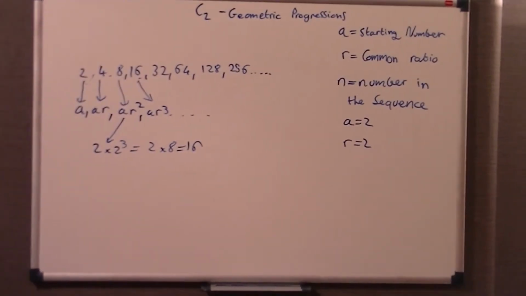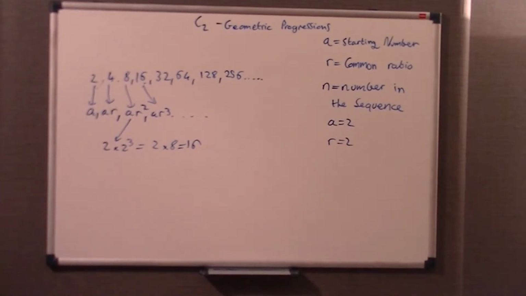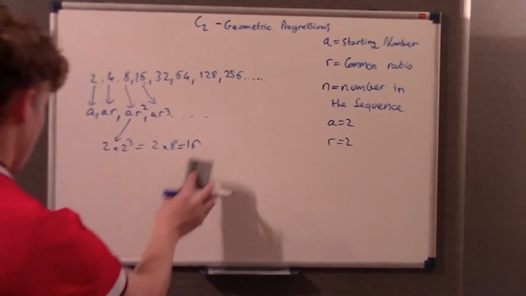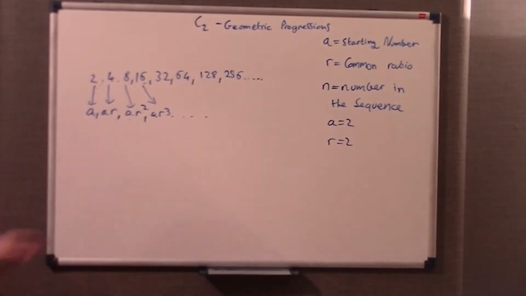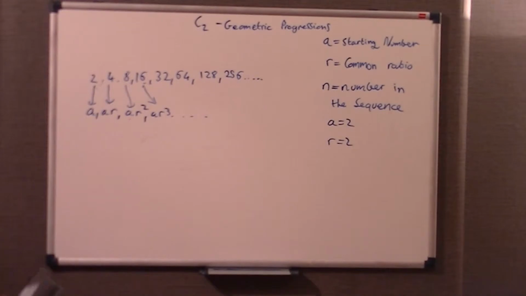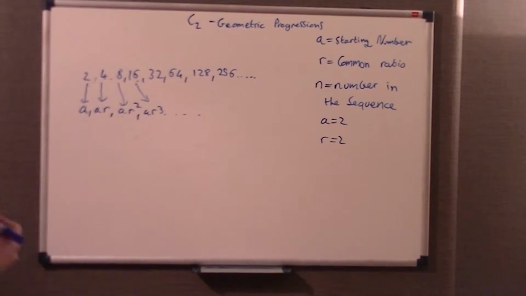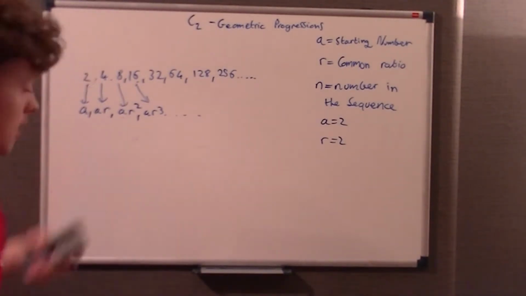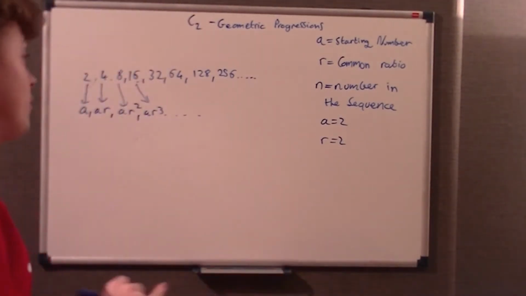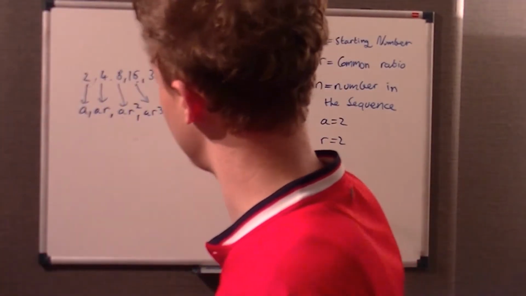Yeah, so you can see there, 2 cubed times 2 is 16. So we've proved that to you. Now you may notice each letter here: the fourth term is ar cubed, the third term is ar squared, and the first term is a. So each number is increasing. If you have an r on it, the power of the r, if you add 1 to that, you get the number in the sequence.